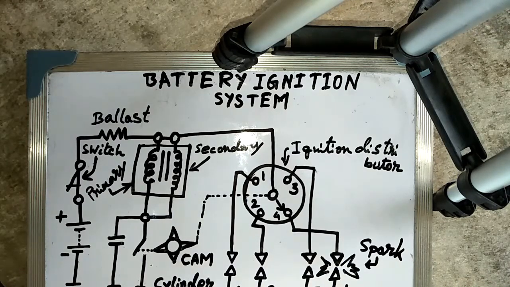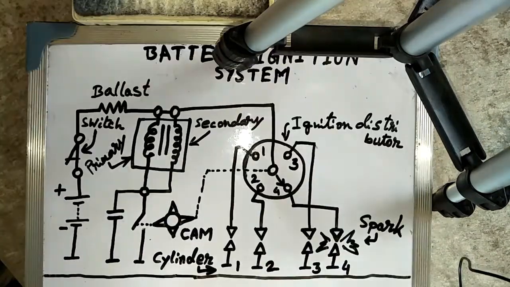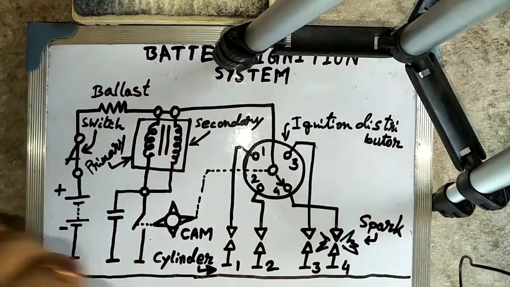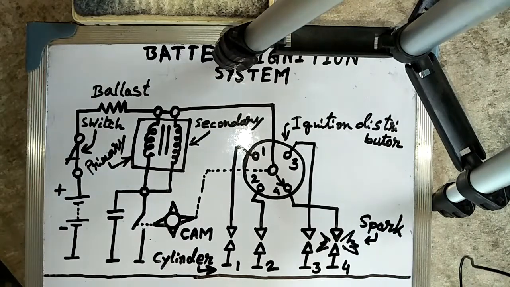The ignition system is classified into two types. The first one is the battery ignition system and the second one is the magneto ignition system. So let's start with the battery ignition system. As you can see, this is a block diagram of the battery ignition system. Most modern spark ignition engines use the battery ignition system.